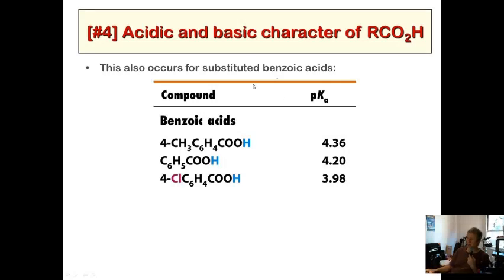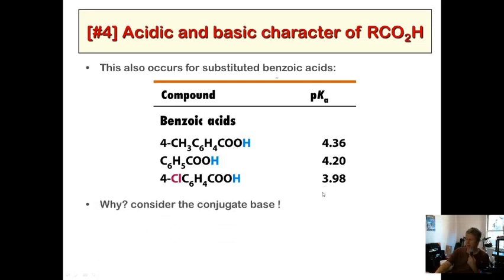Also happens for substituted benzoic acids. So this is 4-methyl benzoic acid, 4-methyl. Here's normal benzoic acid. Here's 4-chlorobenzoic acid. So what's the effect on pKa? Normal benzoic acid is 4.2. Add a methyl on the other side, and you get a 4.3, slightly less acidic. Add a chlorine on the other side, and you get it slightly more acidic.